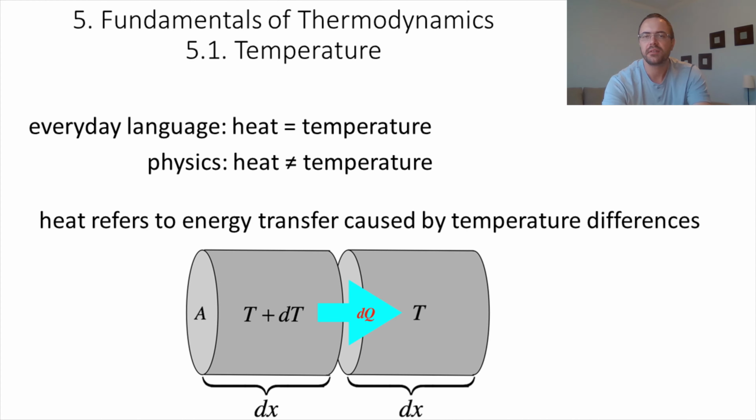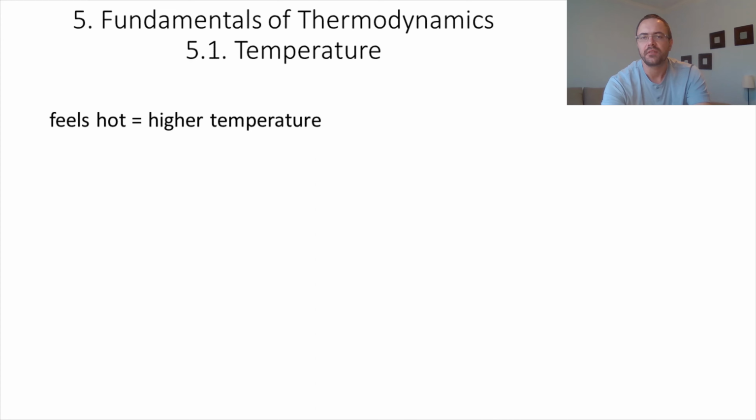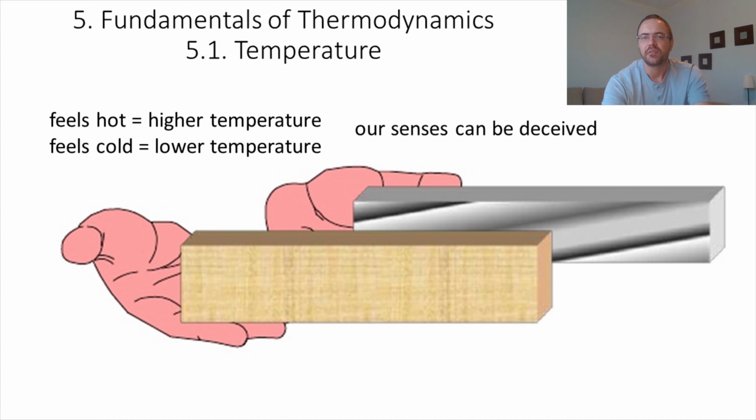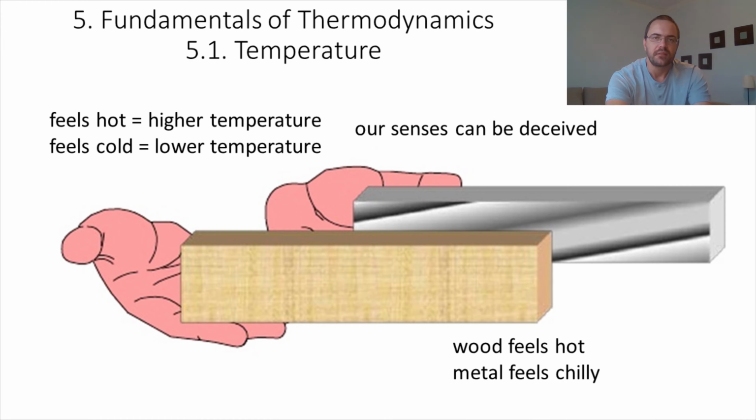For example, in your everyday life, if you touch something and it feels hot, we conclude that it has a higher temperature. And if you touch something that feels cold, then you conclude that it has a lower temperature. But our senses can be wrong sometimes. For example, if you take a piece of metal in your left hand and a piece of wood in the right hand, your senses will tell you that the wood feels hot, and the metal, on the other hand, feels chilly.